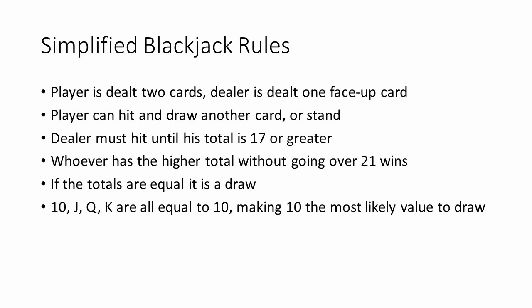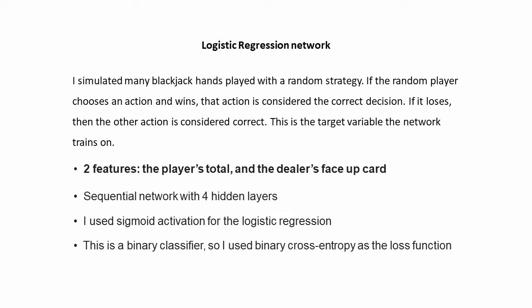to draw. I trained the first network on a database of blackjack hands that were played randomly. The target variable is the correct action in that random hand. For example, if the random player chose to hit and wins the hand, then hit is the correct action. The output of the network is the probability that hitting is the correct action, which is a binary classification. As a result, I used a sigmoid activation and binary cross entropy for the loss function.